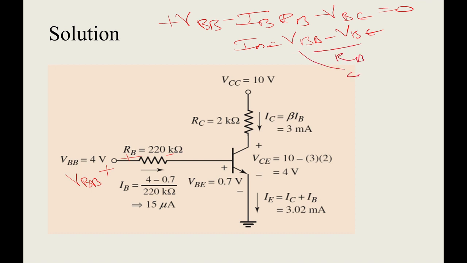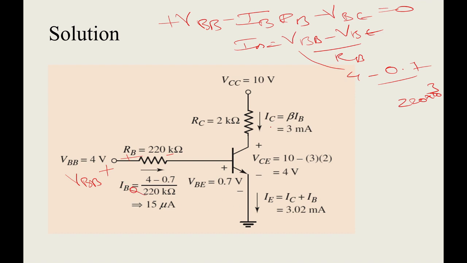Here VBB is 4, VBE is 0.7, and RB is 220 kilo ohm. Practice with the calculator, then only will you get the correct current; otherwise you will get the wrong value. So 15 microamp, how do you obtain that? You have to take a calculator and practice. Sometimes students write 15 amps, which is wrong. You must consider the unit. It's very important, because if you do not consider the unit, it is completely wrong. This is your IBQ.